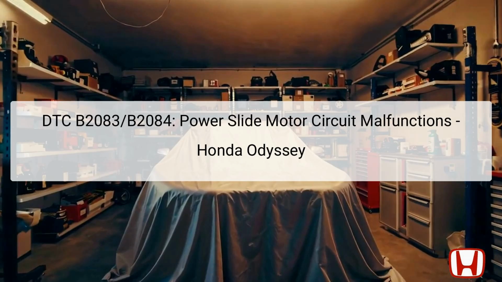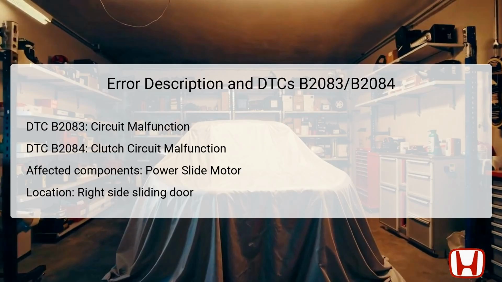operates efficiently and safely. DTC B2083 signifies an issue with the circuit that supplies power to the right power slide motor, which is responsible for the door's automated opening and closing. This motor is located along the right sliding door rail assembly, integral for the door's functional operations. DTC B2084 points to an electromagnetic clutch failure within the same system, which can prevent the motor from correctly engaging.